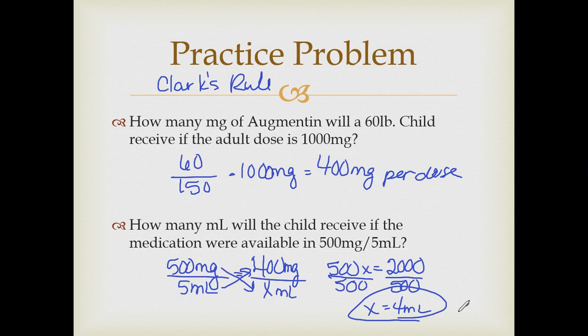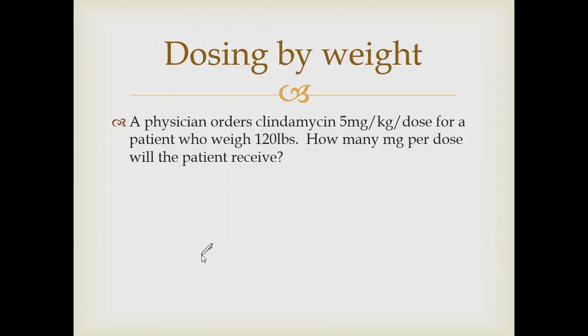So those 3 practice problems are examples of how to use your pediatric dosage equation. Now let's go ahead and take a look at dosing by weight. It says a physician orders clindamycin 5 milligrams per kilogram per dose for a patient who weighs 120 pounds. How many milligrams per dose will the patient receive? When I see something that says 5 milligrams per kilogram per dose, that means for every 1 kilogram a patient weighs, they're going to receive 5 milligrams of medication.